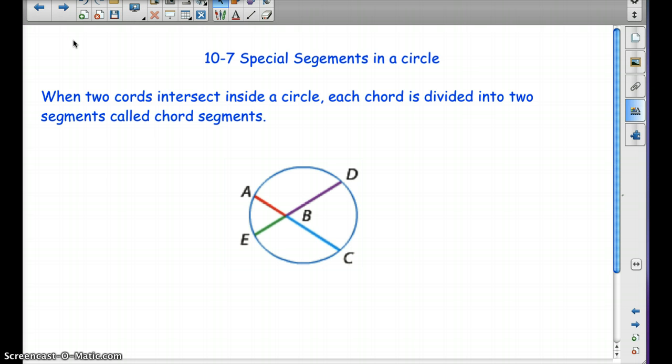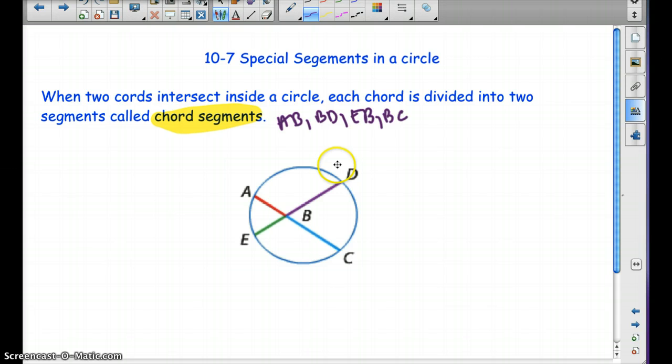When two chords intersect inside a circle, each chord is divided into segments called chord segments. So that's a vocab for you. And some chord segments here: AB would be one, BD, EB, and BC. So they make chord segments here.